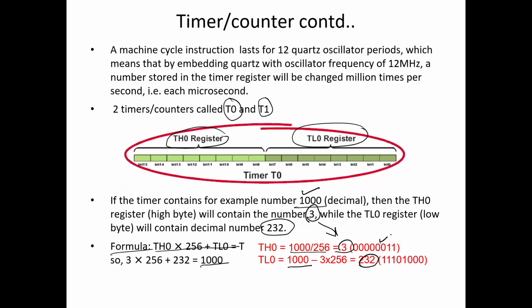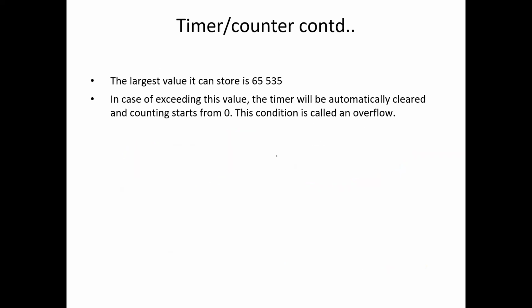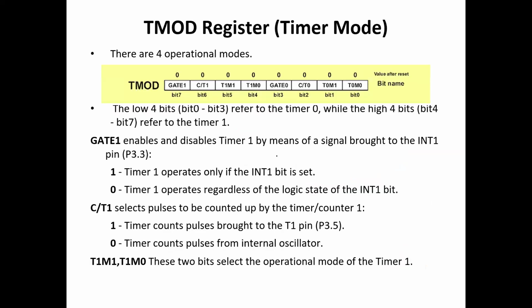So these two binary numbers will go into TH0 and TL0. Okay, so this is the timer. The largest value it can store is 65535. In case of exceeding this value, the timer will be automatically cleared and counting starts from 0. This condition is called an overflow.